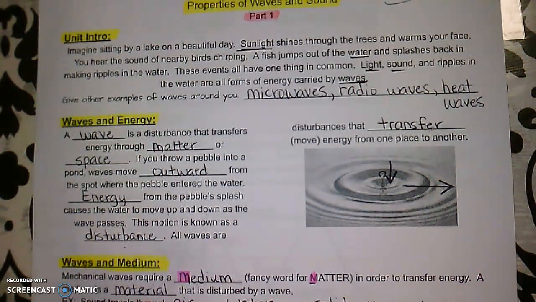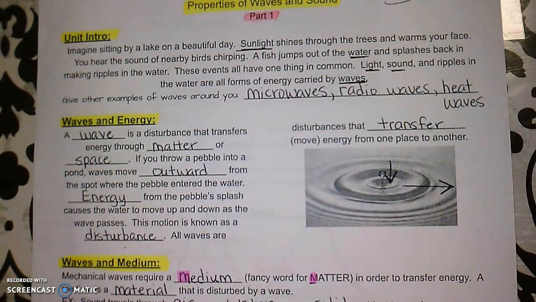A medium is a material that is disturbed by a wave. For example, sound waves. Sound travels through air, water, or a solid object to reach your ears. Ocean waves use the medium of salt water, and earthquakes use the medium of the Earth's crust. Those are seismic waves, earthquakes.